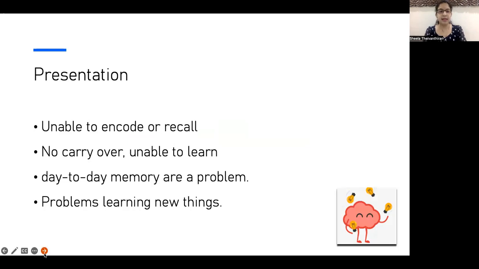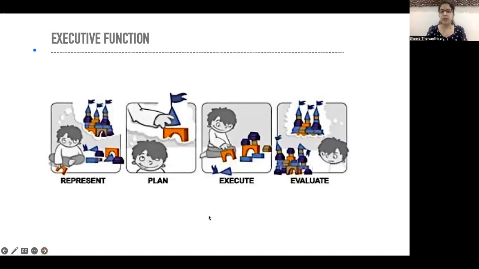Okay, so how do they present? They cannot remember. They're unable to learn. Day-to-day memory is a problem. Learning new things is a problem, okay? So then it's executive function.